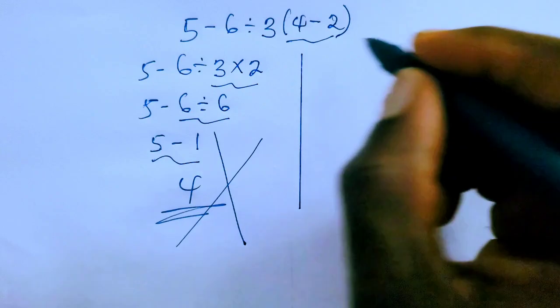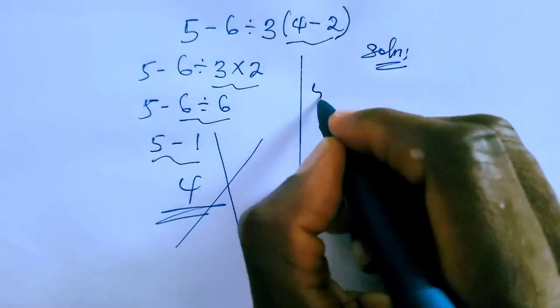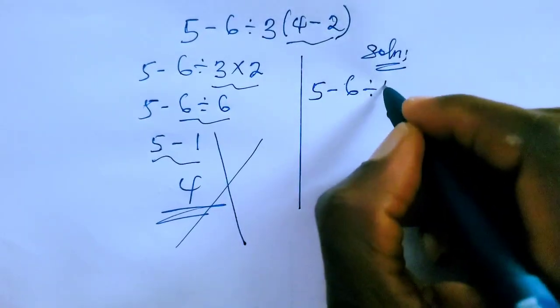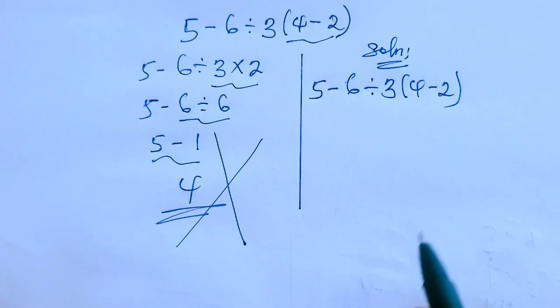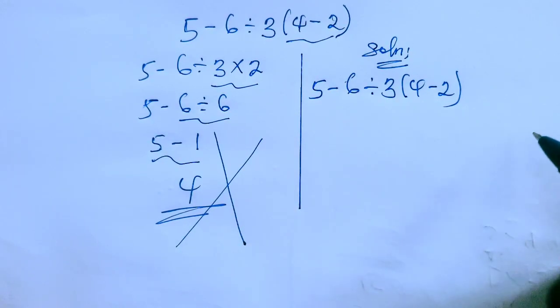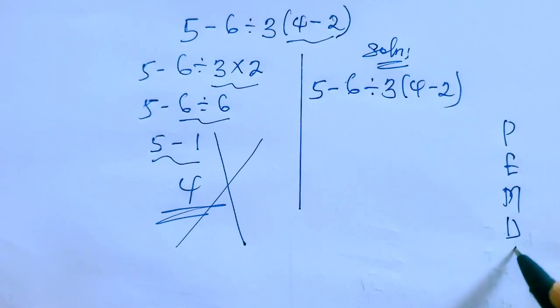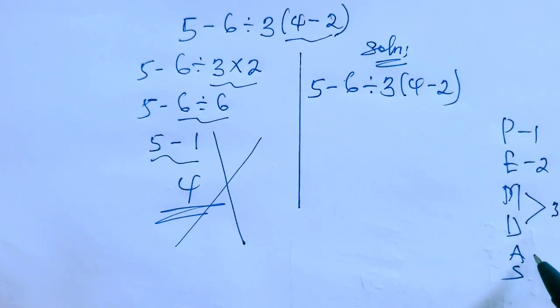Now, to get this right, we are going to have this: 5 minus 6 divided by 3 into 4 minus 2. Now, we are going to follow this other operation called PEMDAS. Here, multiplication and division have the same precedence, and addition and subtraction have the same precedence here.